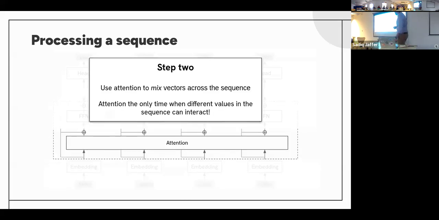Then we go through attention. Now, the crucial thing about attention is that it mixes these vectors across the sequence. And crucially, attention is the only time in a transformer model where different values in the sequence can interact. It's the only way that tokens across the sequence can interact with each other. So this is across the sequence dimension.